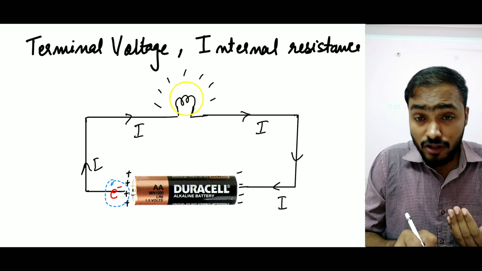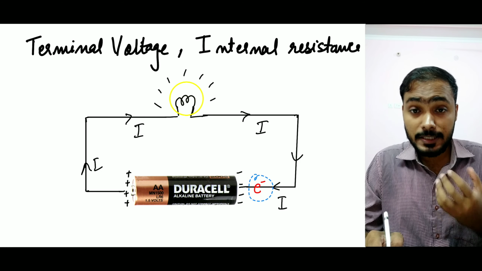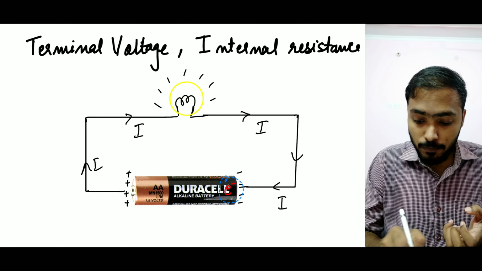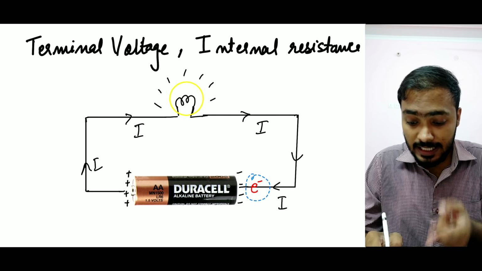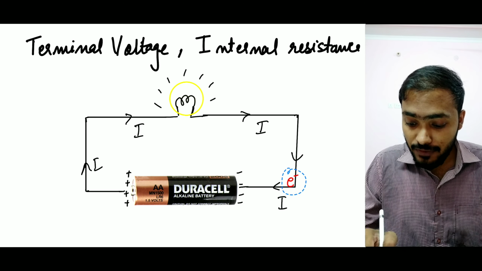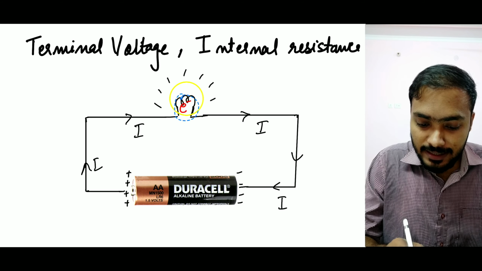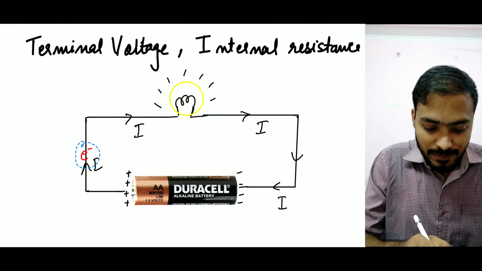So because of the battery mechanism, this electron is pushed to the other side. Despite the strong electrostatic attraction and repulsion, it is pushed to the other side, and in doing so, this electron gains some energy. With that gained energy, it goes to the circuit, dissipates all of its energy in glowing this bulb, and comes back here again.